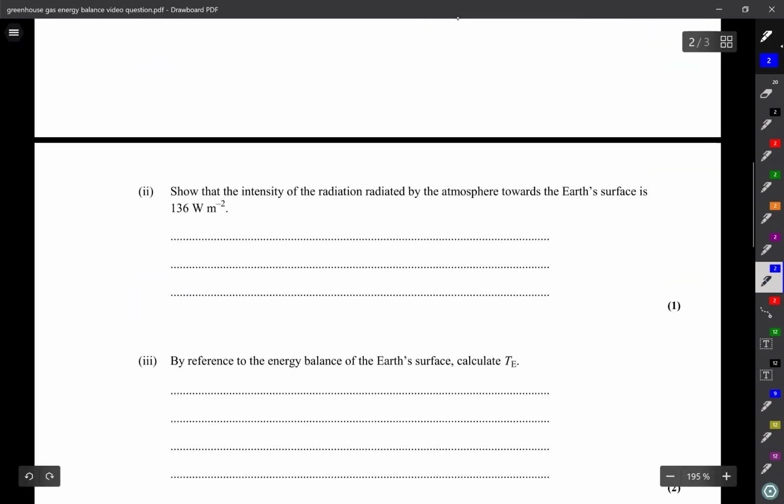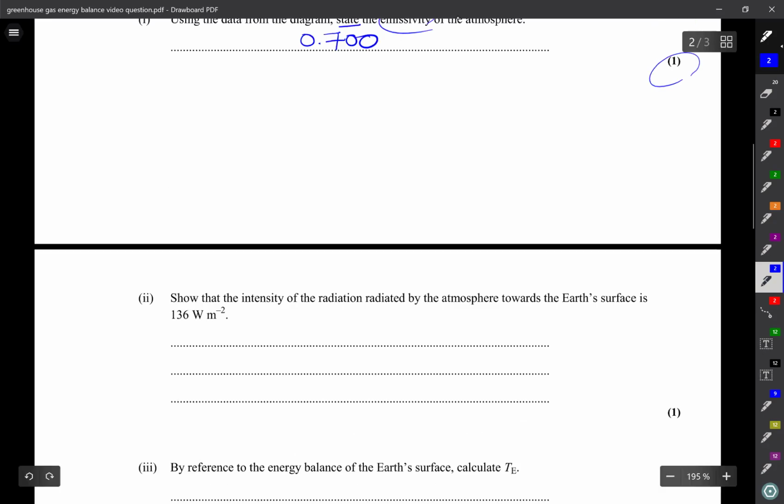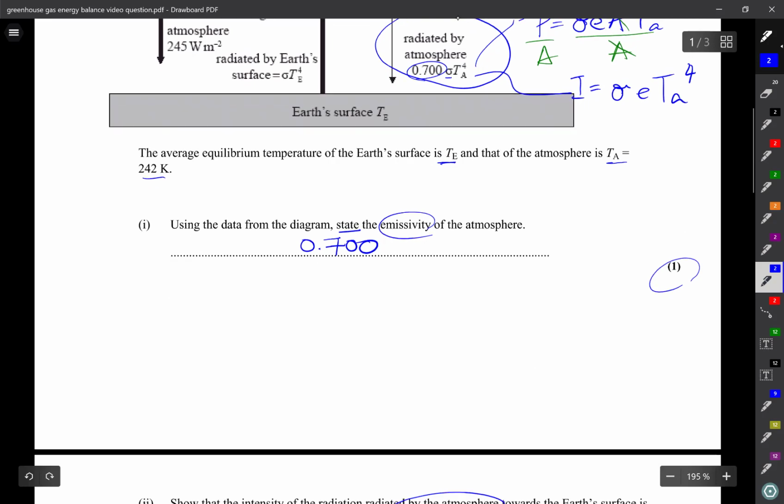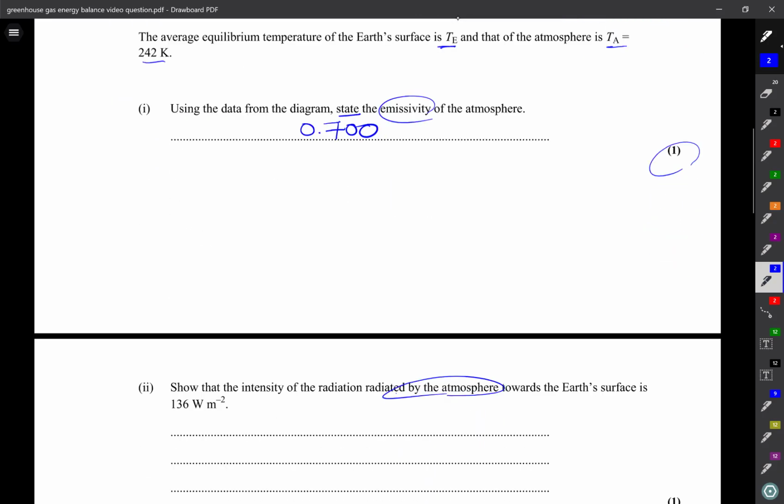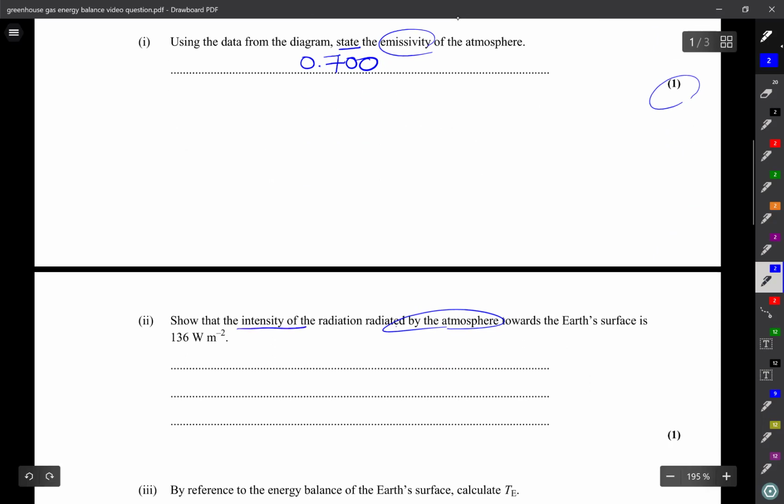Number 2, show that the intensity of the radiation radiated by the atmosphere towards the Earth's surface is 136 watts per meter squared. We have to look at the radiation from the atmosphere. Going back, it should be 0.7 Stefan Boltzmann's constant times TA to the power 4. So we just need the intensity. Like I was saying before, the intensity we already found is Stefan Boltzmann times emissivity times the temperature of the atmosphere to the power of 4.